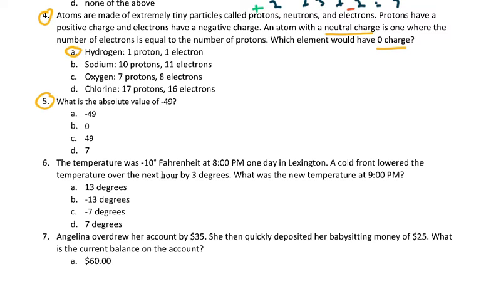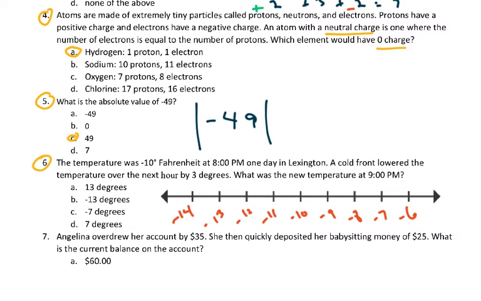Number 5 says, what's the absolute value of negative 49? So remember, the absolute value bars represent distance, and distance always has to be positive. So if it's in those little bars, remember, it squishes it to make it absolutely positive, so it would be C.